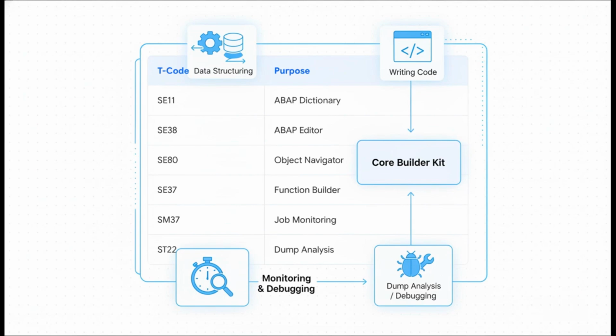Once you've got those down, show off your debugging skills. Mention codes like SM37 for job monitoring and ST22 for dump analysis. Bringing those up shows the interviewer you aren't just a coder, you actually know how to monitor and debug a system like a seasoned pro. Your takeaway? Group your T-codes logically by development and monitoring. It shows true platform mastery.